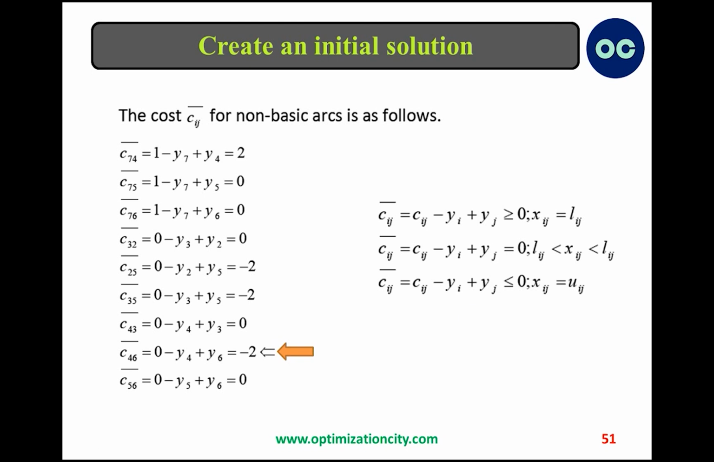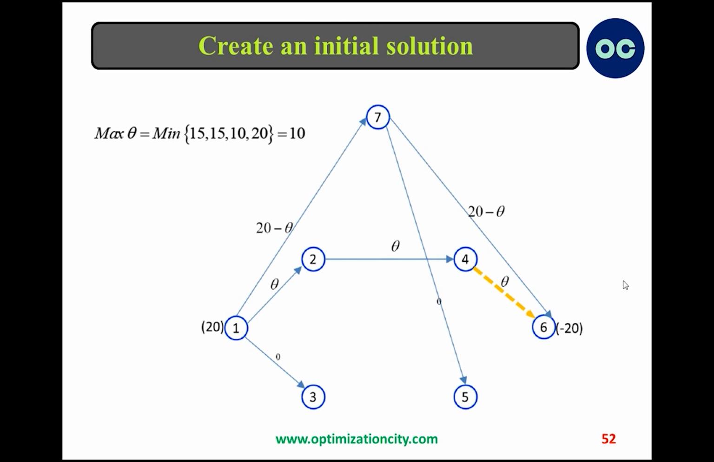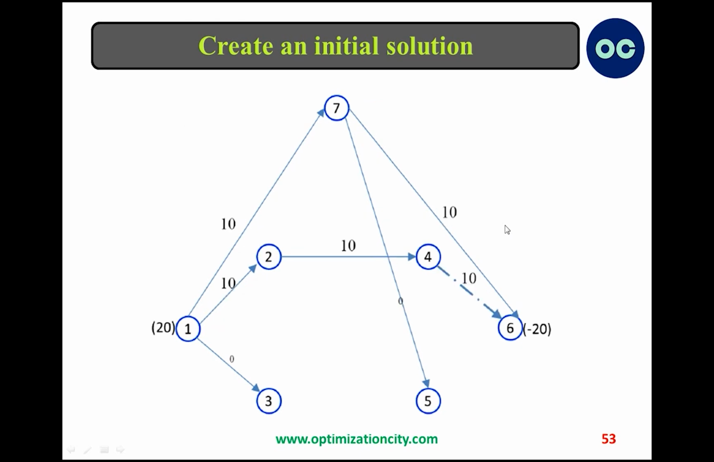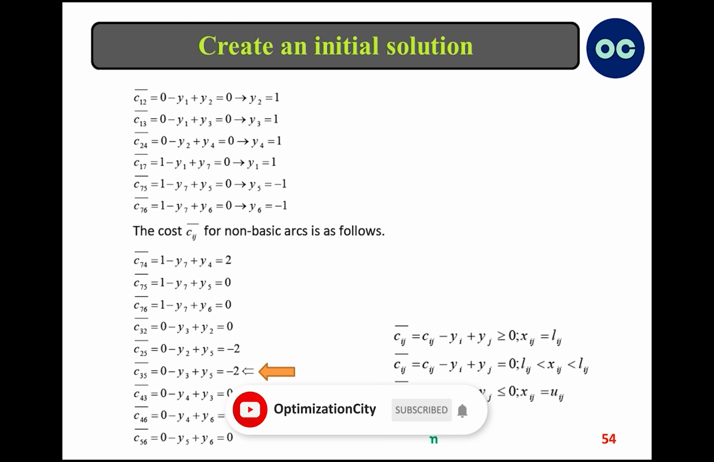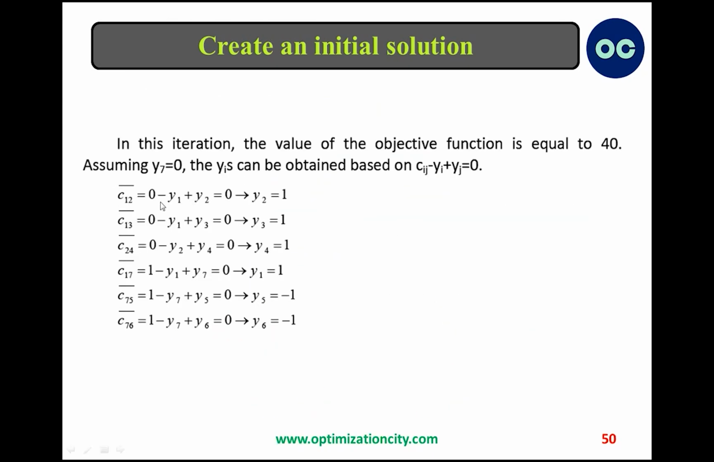Let's determine the output arc. You can see that with the theta of 10, arc 4, 6 enters the base, but quickly reaches the upper bound because the capacity of this arc is 10, and is removed again from the base. As a result of this change, the current solution is updated as follows, but we have the same basic solution as the last iteration. So you can see that the list of the basic arcs for this iteration is equal to this.